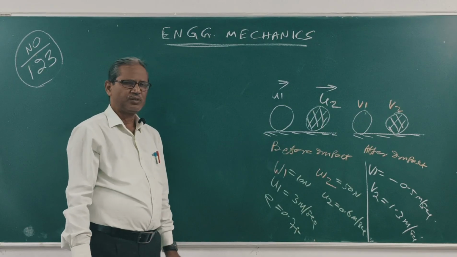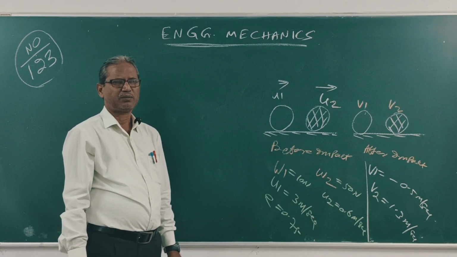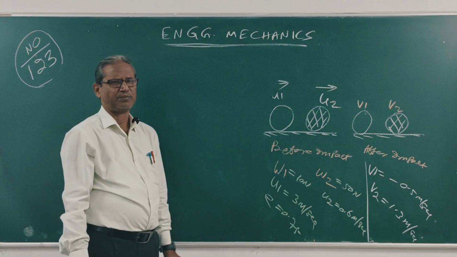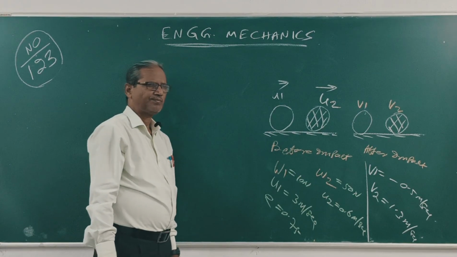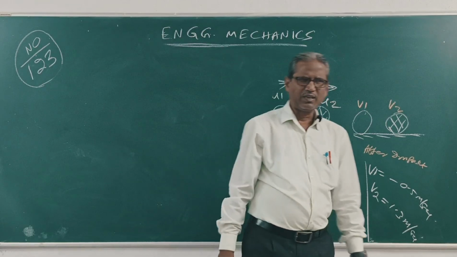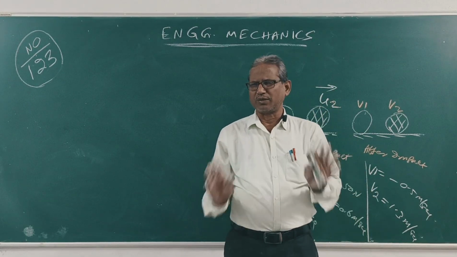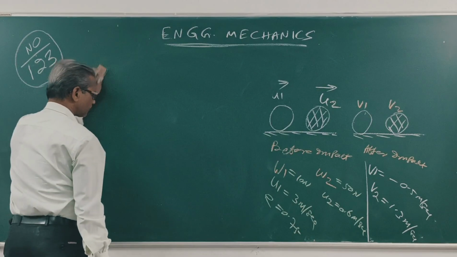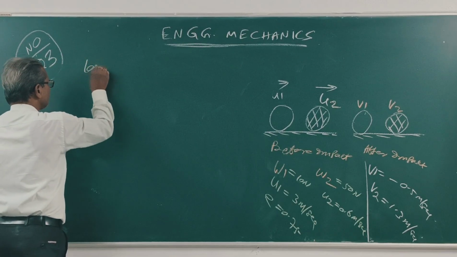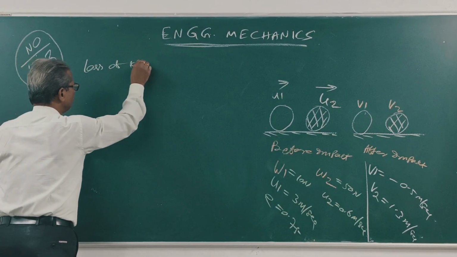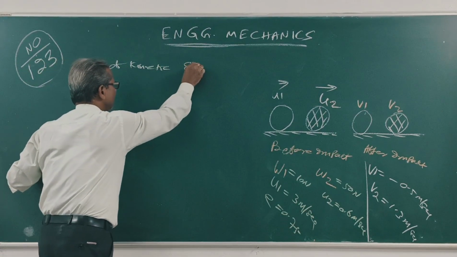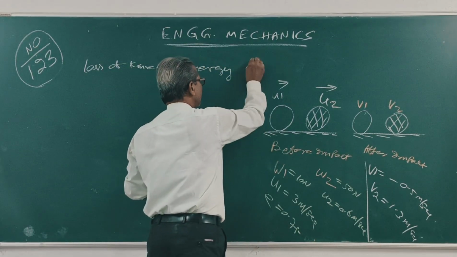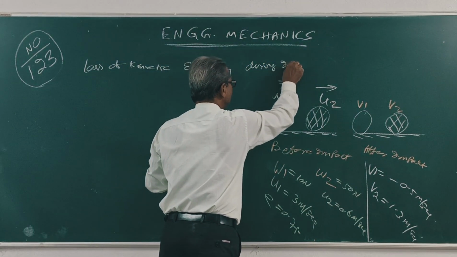Loss of K means initial K minus final K, because loss means initial must be more than final. Clear? Initial K minus final K is loss of K. Now, loss of kinetic energy during impact.